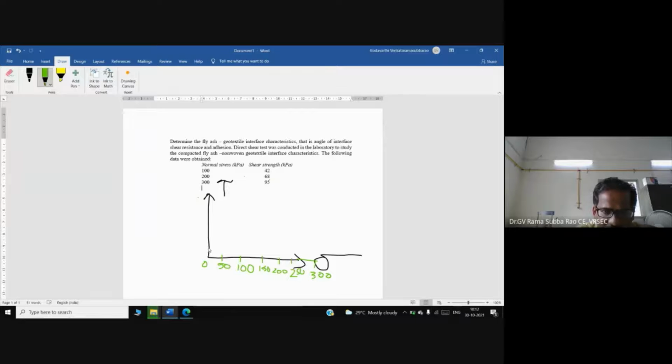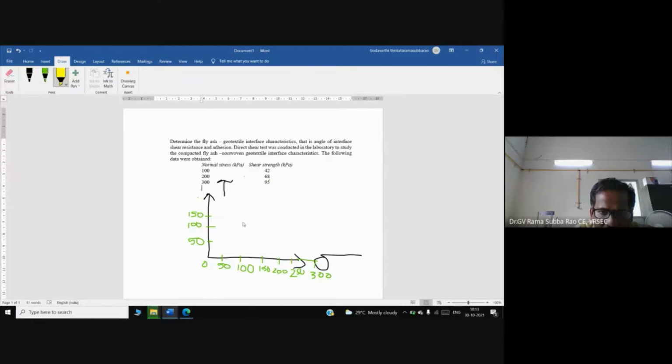Now let us select 50 in the same way. 1 centimeter is equal to 50 kilopascal on the y-axis, which is shear stress. 100, probably 100 is enough for me. There is no demand for 150. So now we are going to locate these points on this graph.